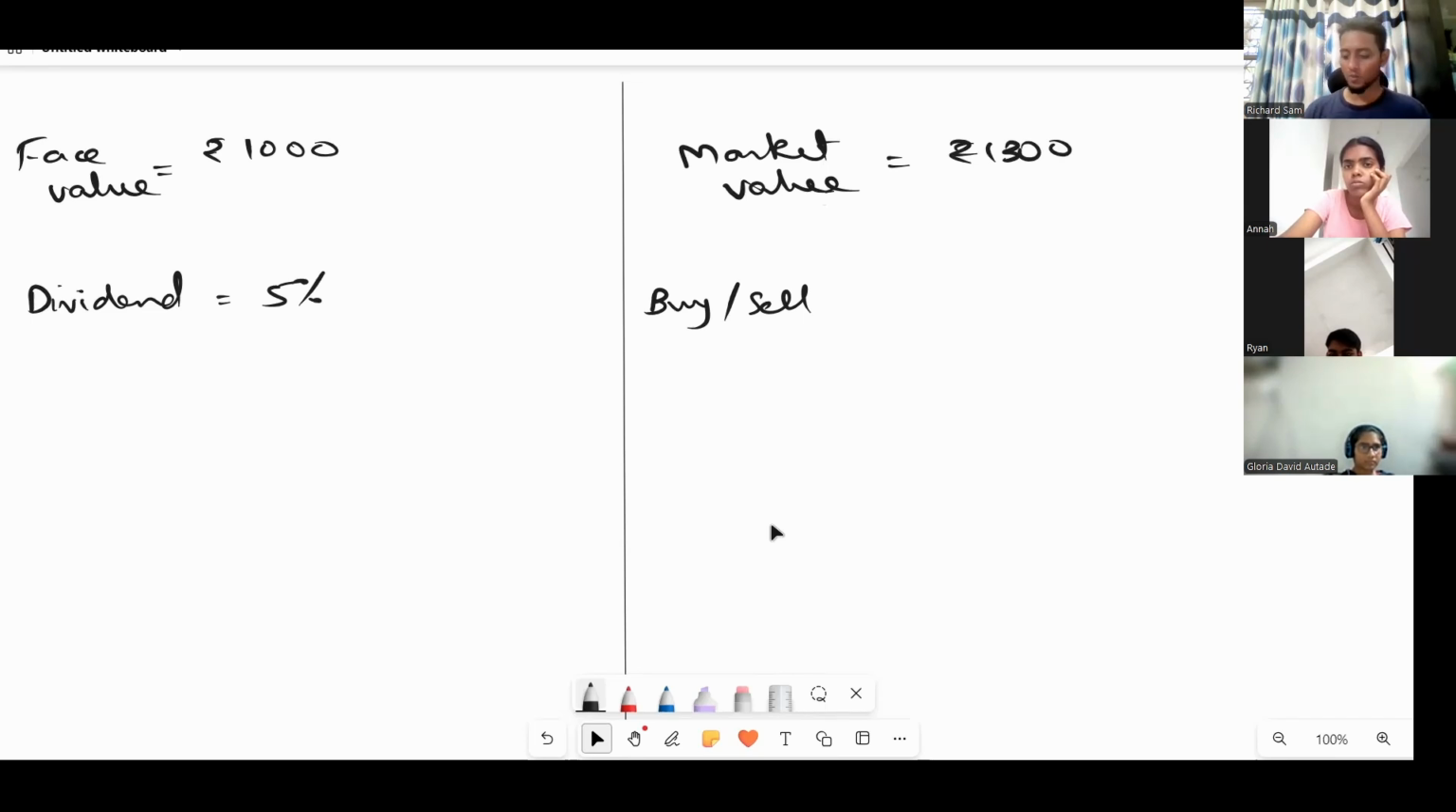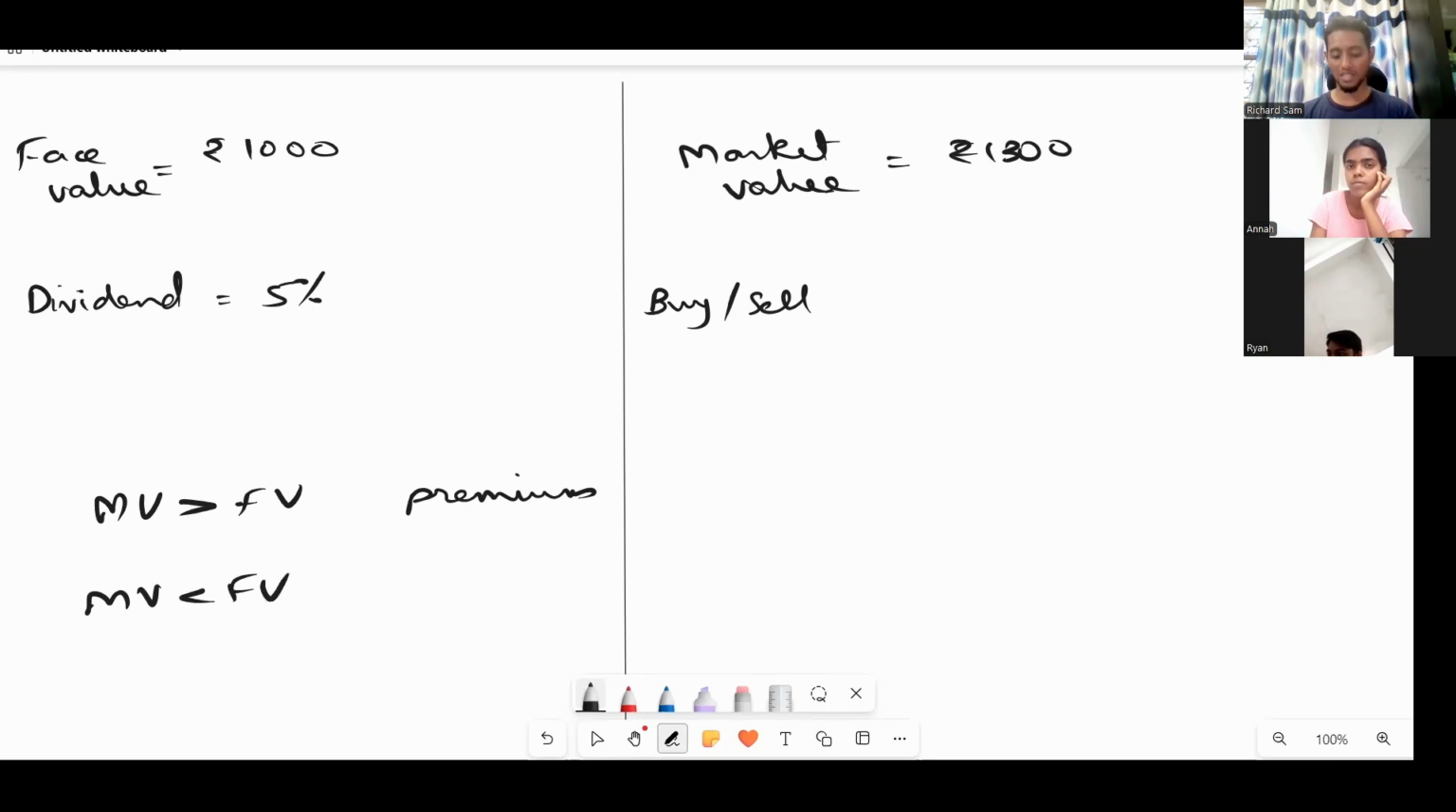Now there are some words. If the market value is greater than the face value, I will call that share being sold at a premium. It means it's sold at a higher price. That is called premium. And if it is sold at a cheaper value, that means if the market value is less than the face value, we say we're selling it at a discount. Discount means the market value is lesser than the face value.